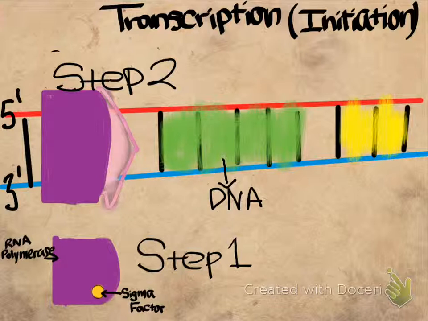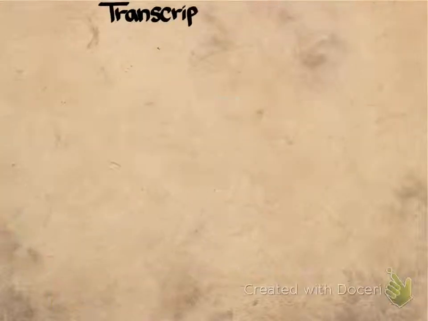RNA polymerase binds the DNA and separates it into two strands. It adds nucleotides to the 3' end of the growing RNA molecule. The promoter consists of the initiation site where transcription begins. After RNA polymerase has bound to it, the sigma factor leaves and elongation can now finally occur.